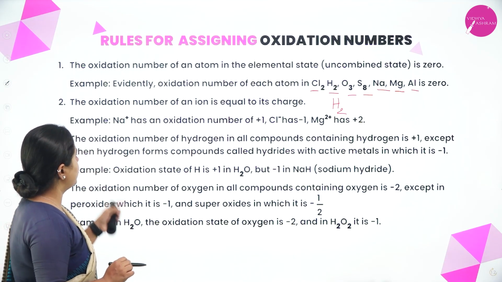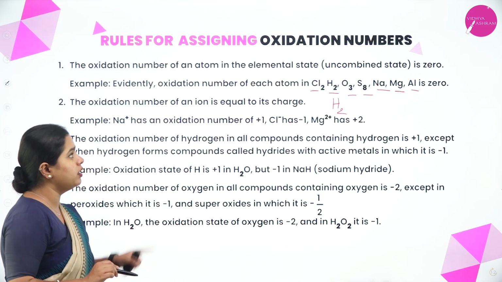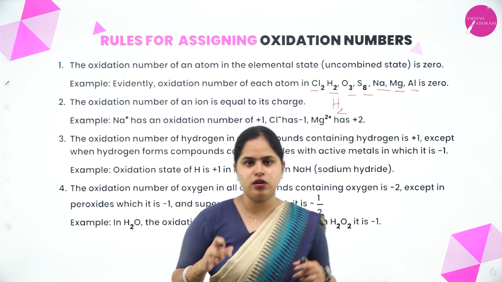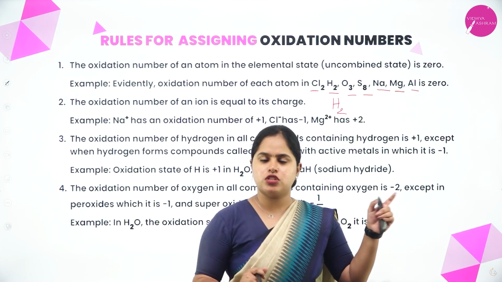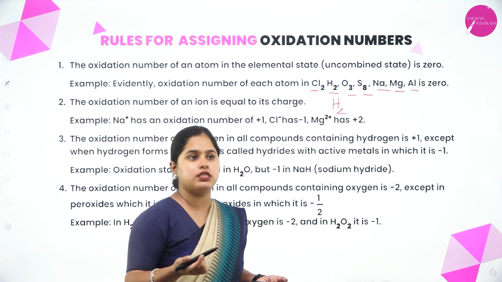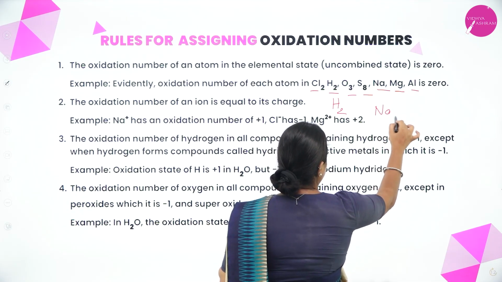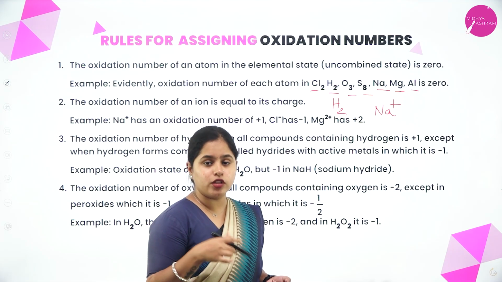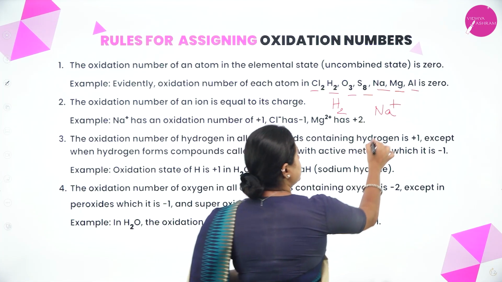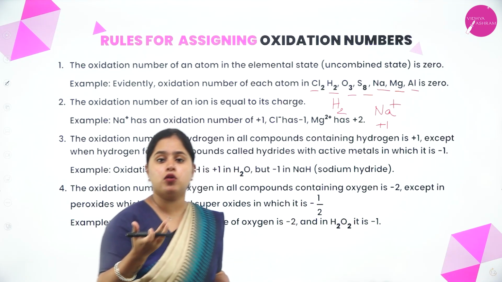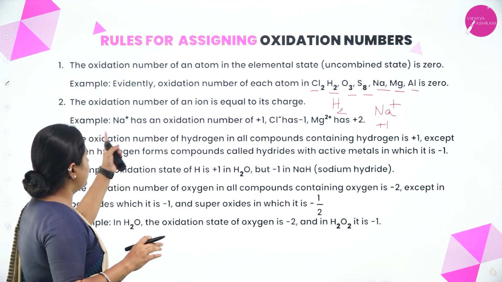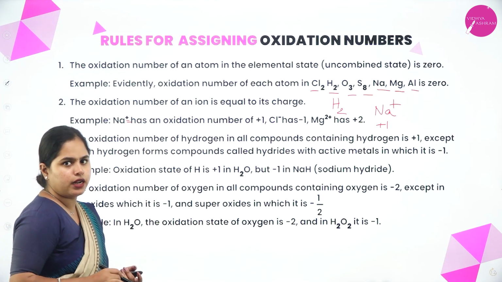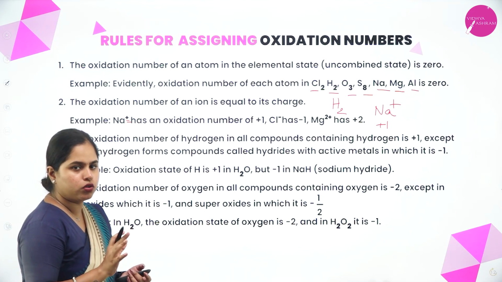Okay, now moving on to the next rule, the oxidation number of an ion is equal to its charge. So what is an ion? Either it can be a cation or anion by losing or gaining electrons. Just now we discussed an example, sodium getting oxidized to Na+. This is a cation now. So what is the charge on this, or the oxidation number of sodium in this case? It will be +1. That is exactly equal to the charge on the ion. So Na+ has an oxidation number of +1 because the charge is +1 here. Whatever is the charge, that will be equal to the oxidation number.